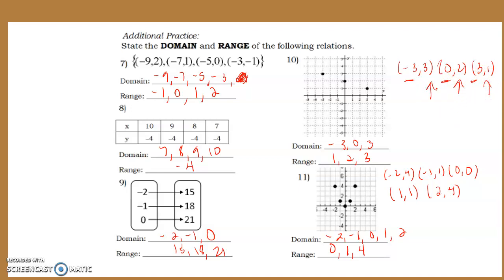For number 11, again, I started by writing my points down, and I had -2, -1, 0, 1, 2. And for my range, I had 0, 1, which appears twice, and 4, which also appears twice.